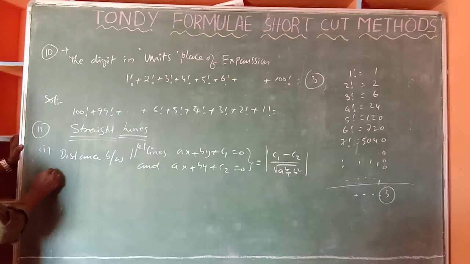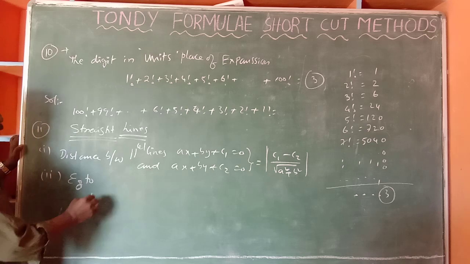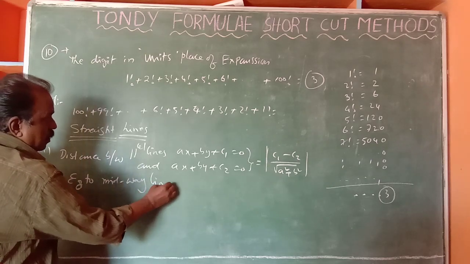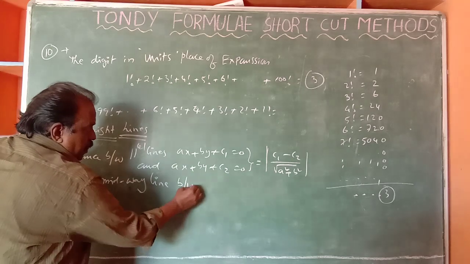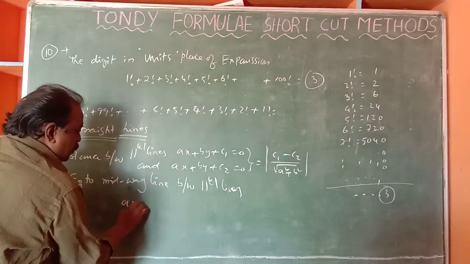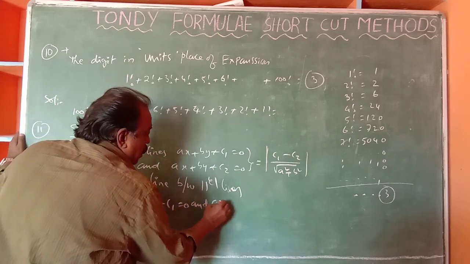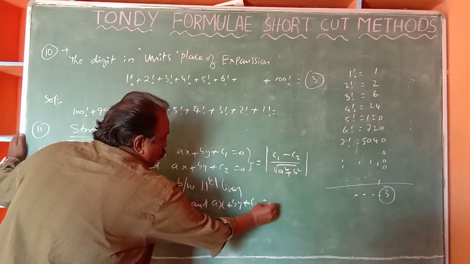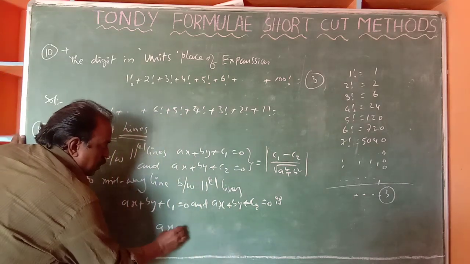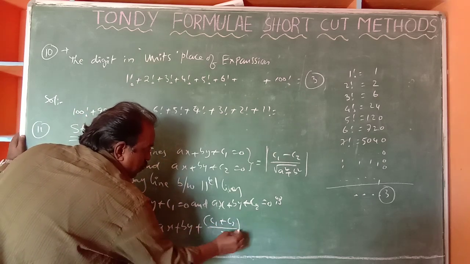Similarly, formula 2: the midway line between the parallel lines Ax plus By plus C1 is equal to 0 and Ax plus By plus C2 is equal to 0. It is simply Ax plus By plus (C1 plus C2) by 2 is equal to 0.